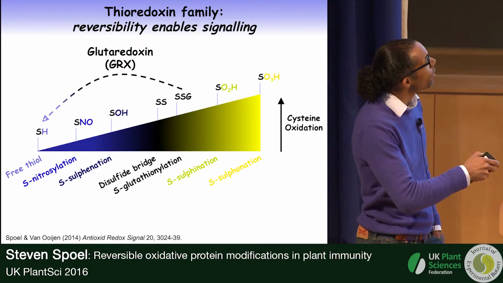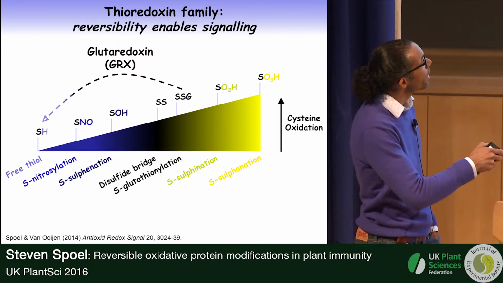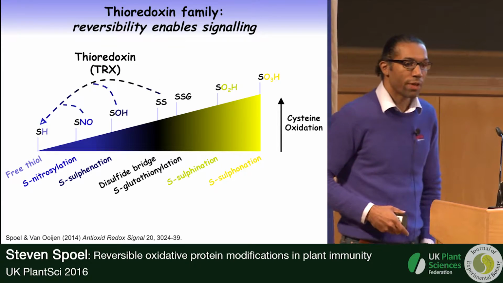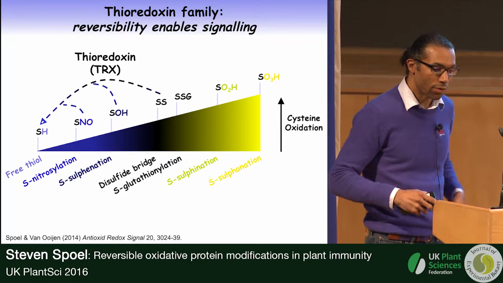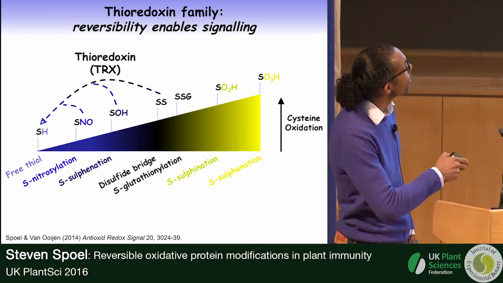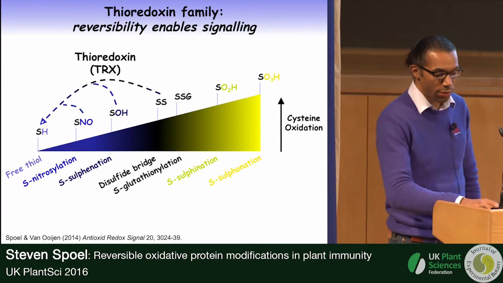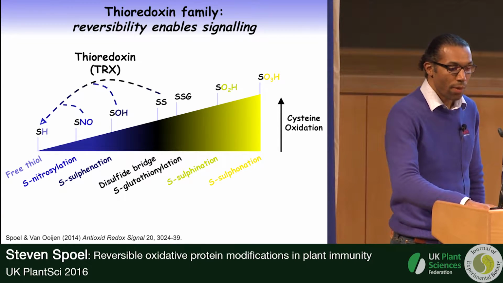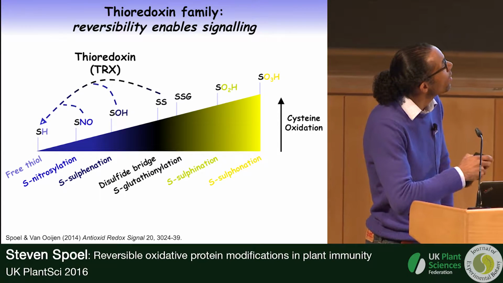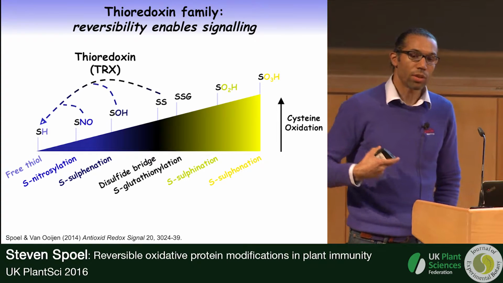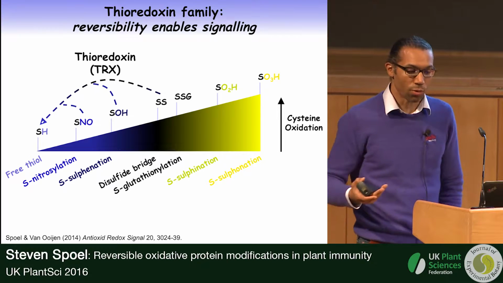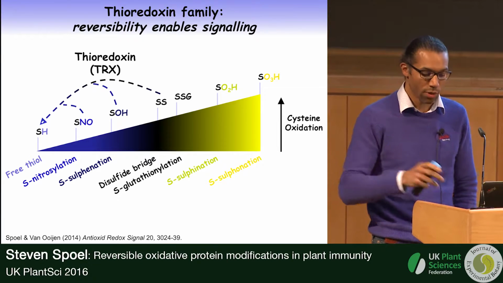Glutaredoxin is well known to take S-glutathione-related residues and reduce them down to the free thiol. And the Thioredoxin family tackles probably the largest amount of modifications. It takes all these different oxidative modifications and reduces them to the free thiol. Now, of course, because the Thioredoxin family reverses these modifications, they allow these oxidative modifications to become signaling tools, because you can now create an on-off switch.